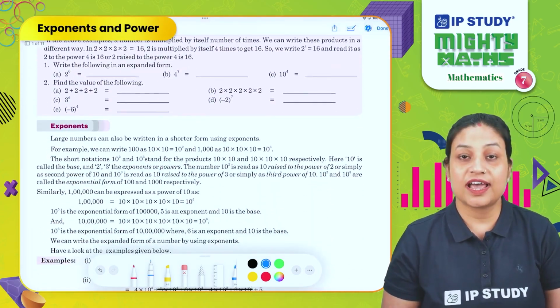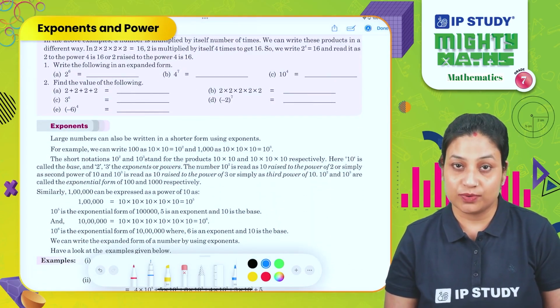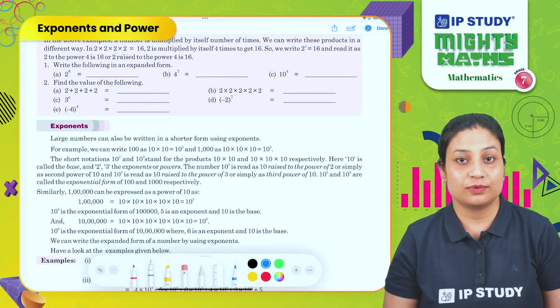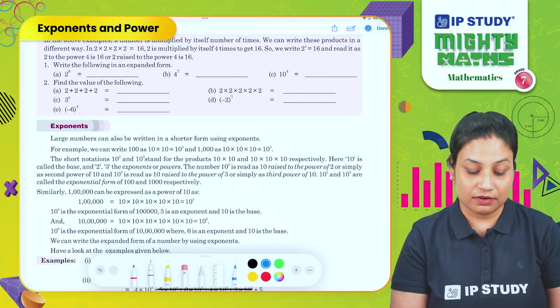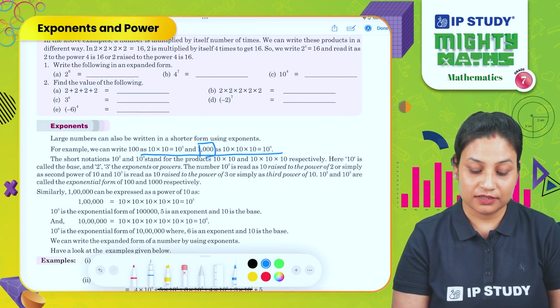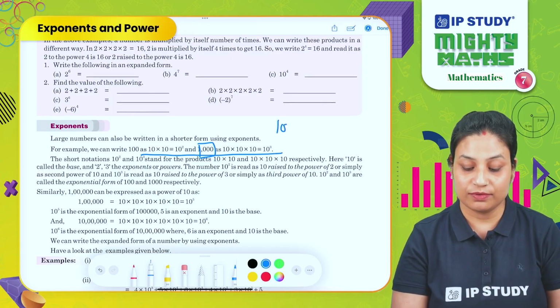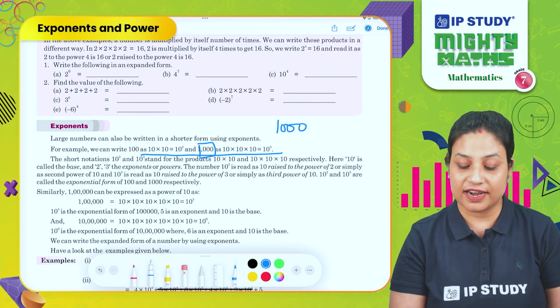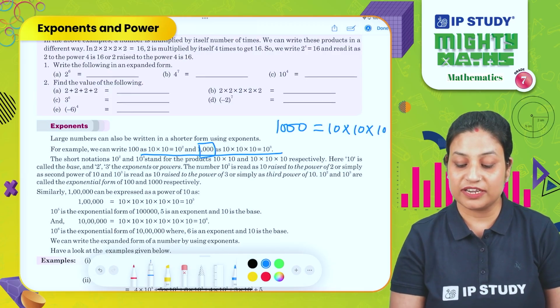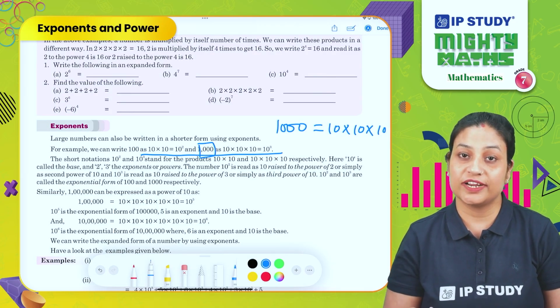So students, as I've told you, exponents are used to describe or express large numbers. So how are we going to do that? Let's see through an example. Here I have a number 1000. Let me write it for you, right? I can write this 1000 as 10 into 10 into 10, isn't it? Because we know that if you multiply 10 three times, you will get 1000.